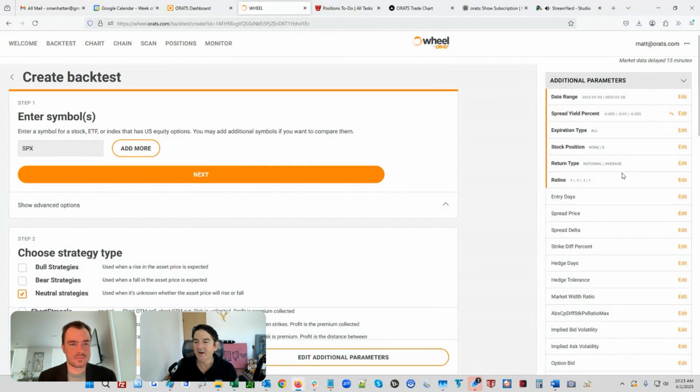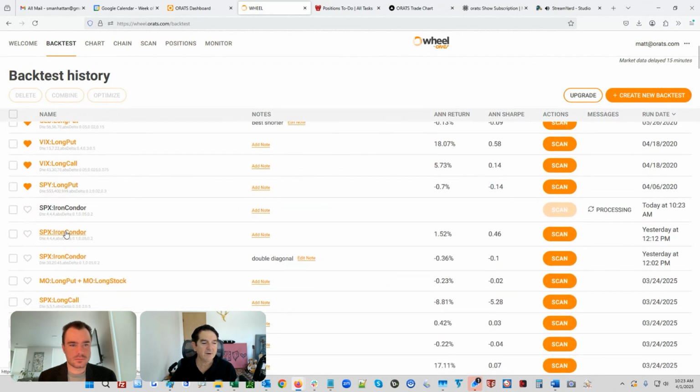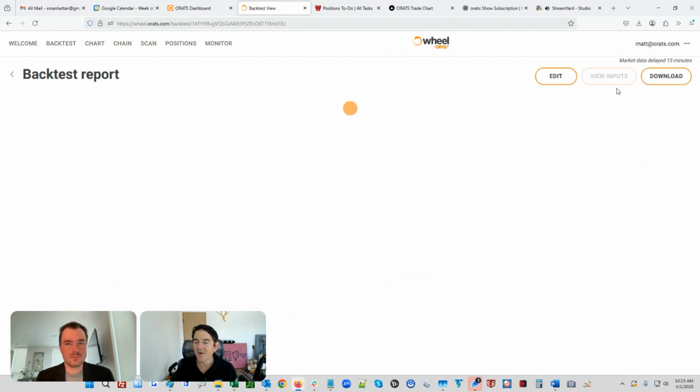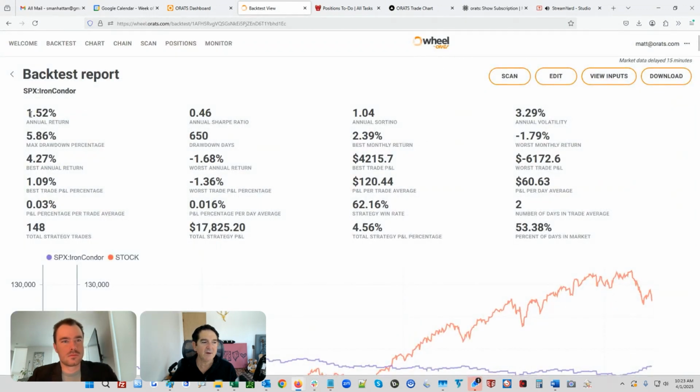I've already run this strategy. It only takes a couple minutes, but I've already run this on the old way. So here's the way that I ran it before, and you could view the inputs. This is the 3-4 double diagonal. And so we could see that it does okay.